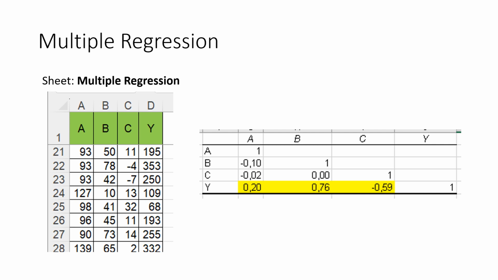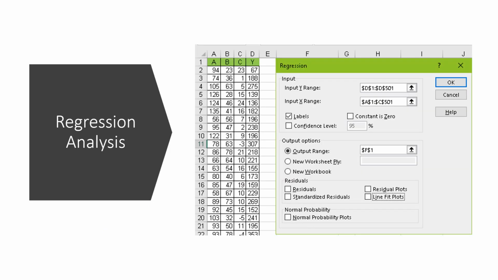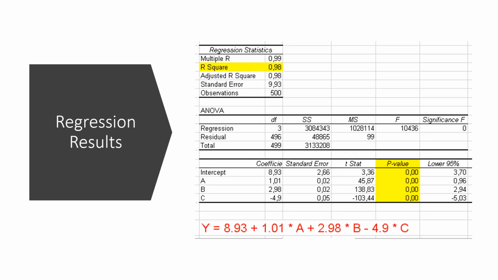We will now do a regression analysis. We select Y range as column D and the X range as columns A, B, and C, always including the headers. R square of 0.98 confirms this model accounts for 98% of variation. Coefficient P values below 0.05 also confirm the validity of the model.